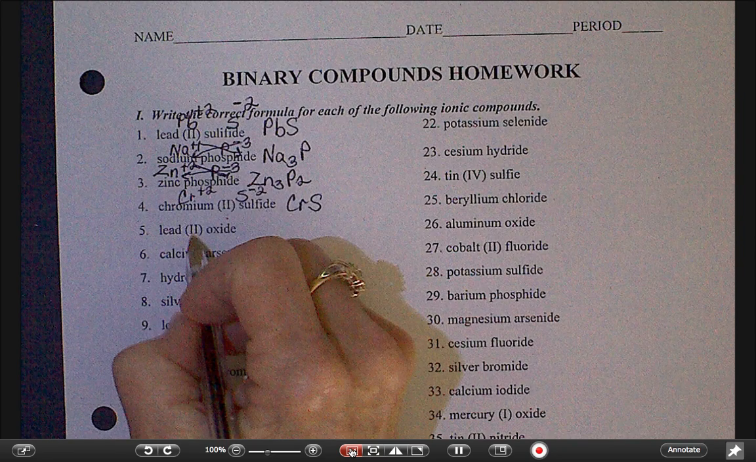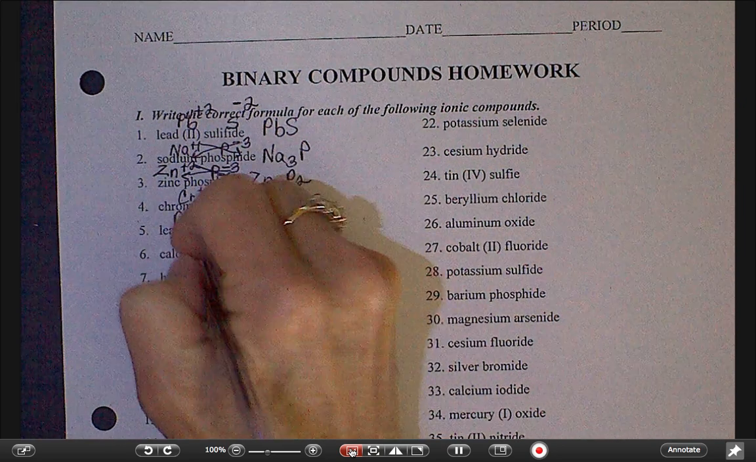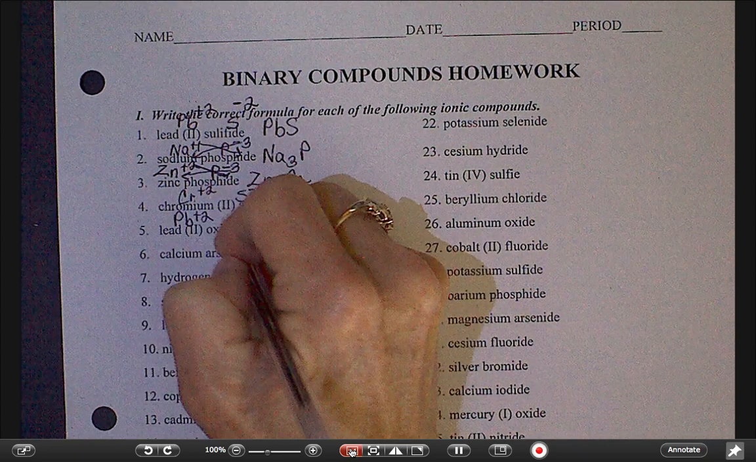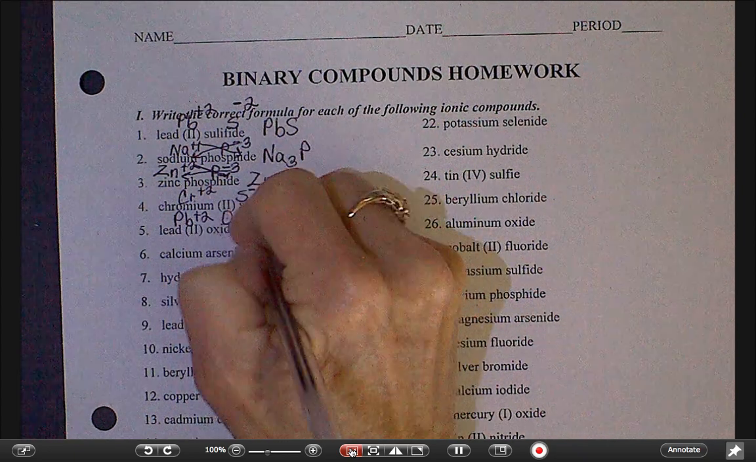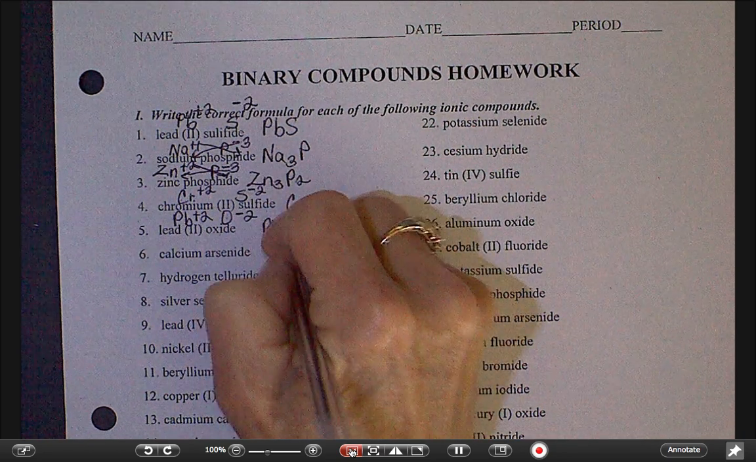Can you see this is going to be another 1-to-1? Pb is a what? +2. O is a what? -2. What's the formula? PbO.